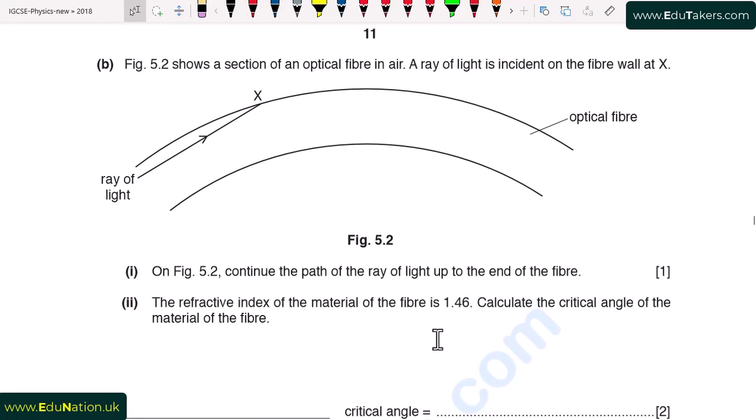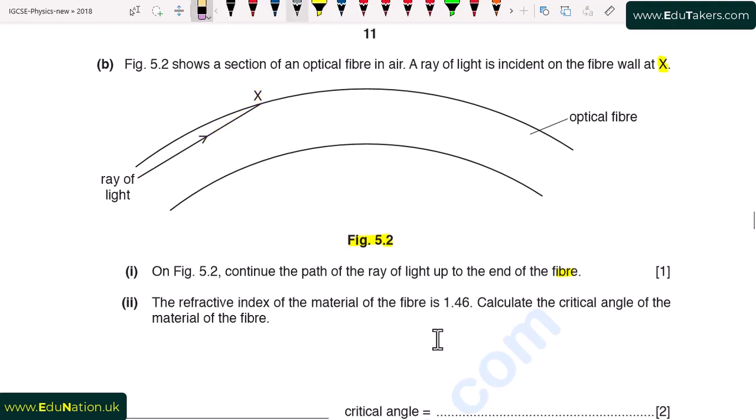Here is part B. Figure 5.2 shows a section of an optical fiber in air. A ray of light is incident on the fiber wall at point X. Here is figure 5.2, an optical fiber, and the ray of light is incident on the optical fiber at point X. Part 1: on figure 5.2, continue the path of the ray of light up to the end of the fiber. So we have to complete the path of this ray as it enters the fiber.